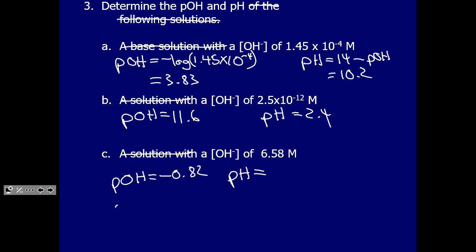So again, it's because this is a big number, and 14 minus a negative number is like plus, right? So that's 14.82. A pH greater than 14, yeah, that's a really crazy strong base. It can have that. Okay.